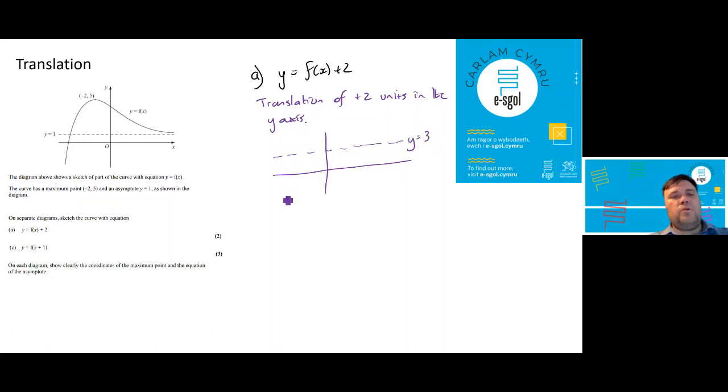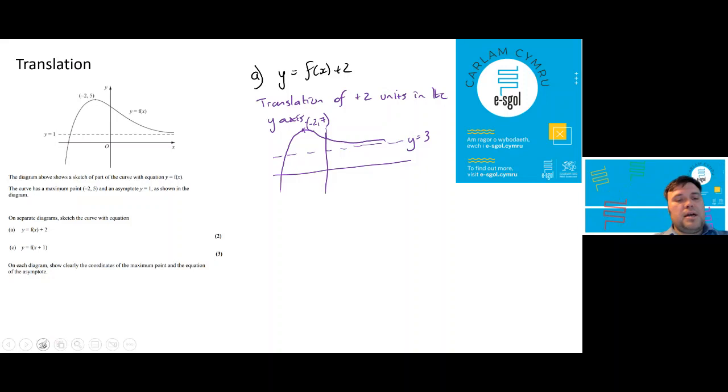And then your curve, you don't know where it crosses the x-axis, and you don't know where it crosses the y-axis. And to be honest, you don't really care, because you want to show that it's moved up, which you've done. You've shown that the asymptote was moved up, but then you show that the coordinates of the maximum, instead of being minus 2, 5, is now going to be minus 2, 7. So everything is moved up, and there's your answer.